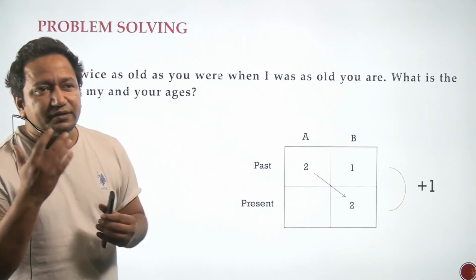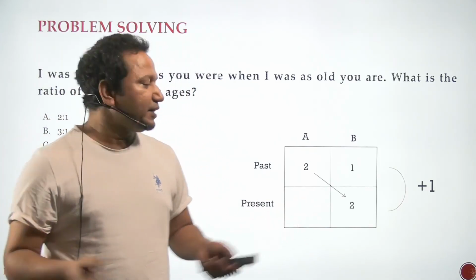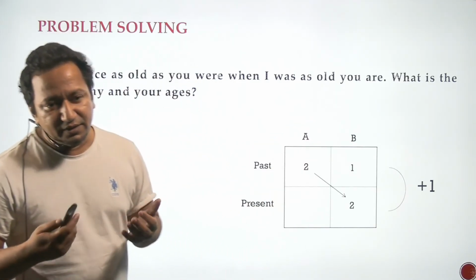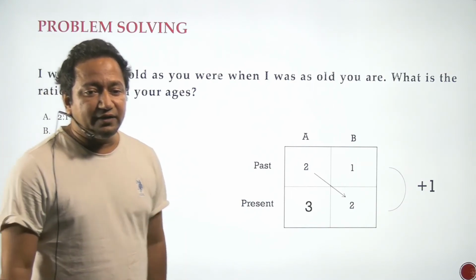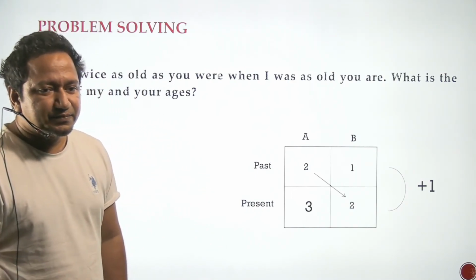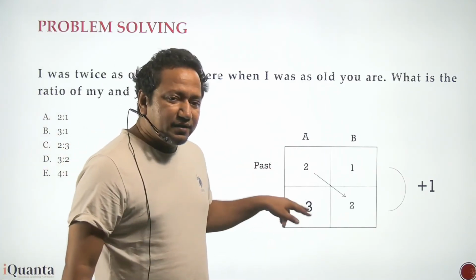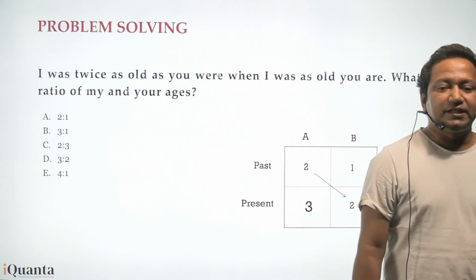The difference between the ages of two people is always constant because both are growing simultaneously. So if B has grown by 1 unit, A would of course obviously grow by 1 unit. That means the age of A will be 3 in that case. All right. So in the past, the ratio was 2:1. Right now, the ratio is 3:2. So option D is the correct answer over here.